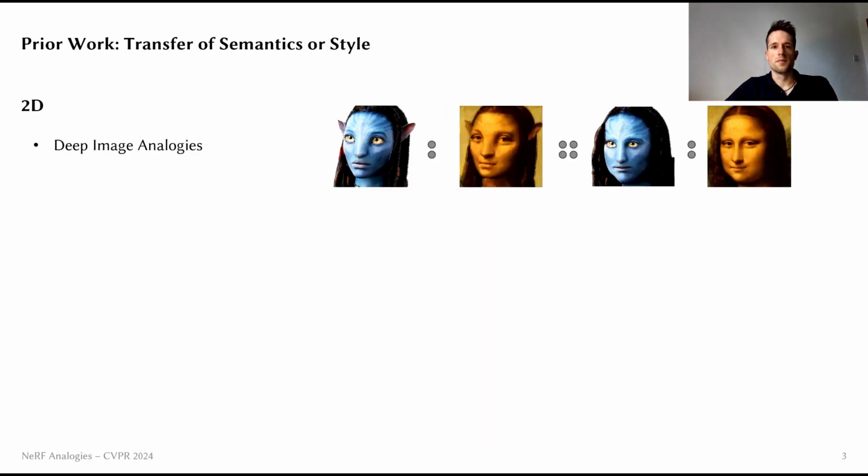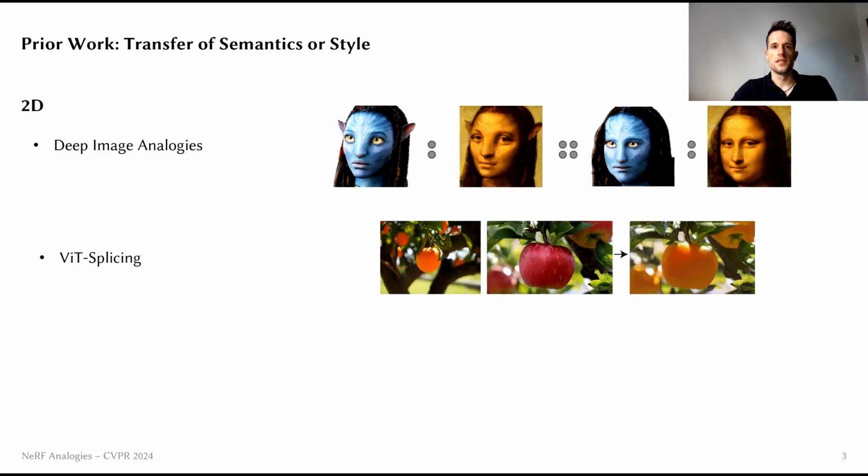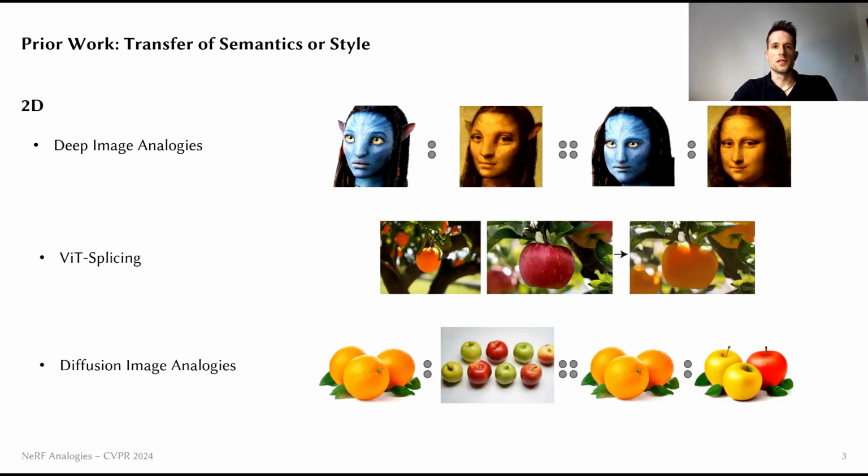This problem of semantic appearance transfer has been researched in prior work, both in 2D and 3D. In 2D, there are several methods on semantic appearance transfer, such as deep image analogies, ViT splicing, or diffusion features. Unfortunately, they are not multi-view consistent as they work on 2D images. So if we naively lift them to 3D by simply training a NeRF on the individually processed frames, we get floaters and lots of free space density artifacts.